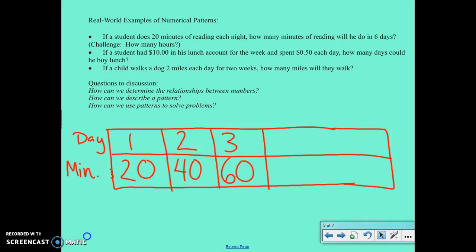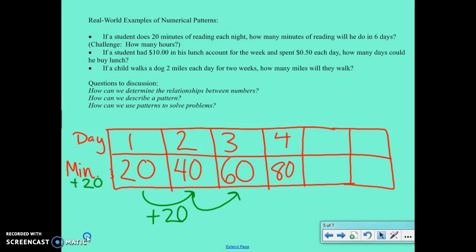Now, how do I figure out, oh, let me see this rule. So I know each time that I'm moving to the next number, the rule is add 20. We're adding 20 minutes. Plus 20, I could put it over here like they did in the other chart. So I'm now going to go to day 4, and I'm going to add 20. 60 plus 20 is 80.